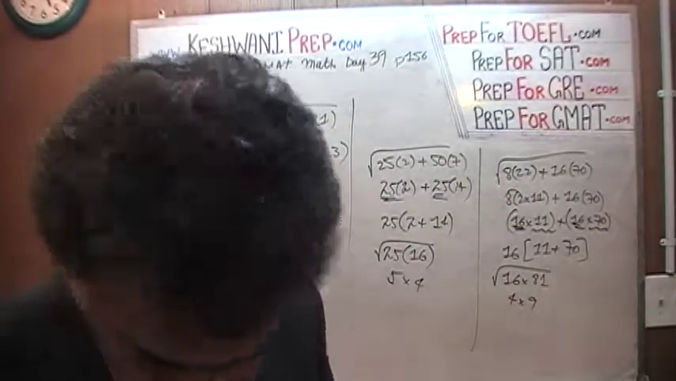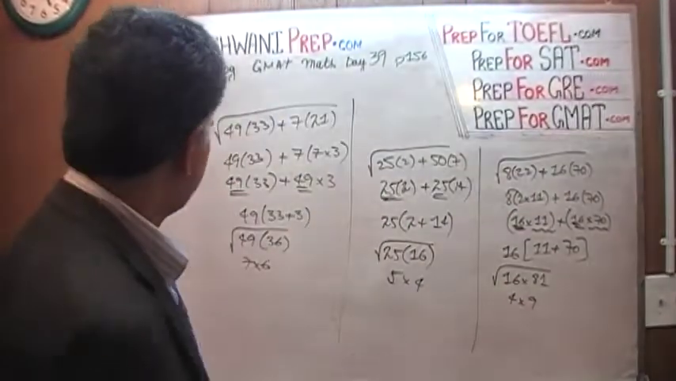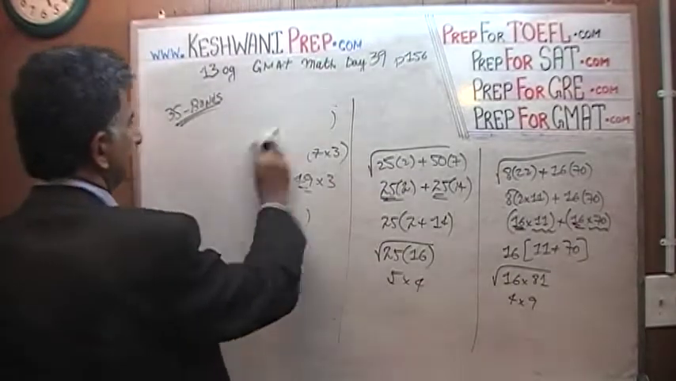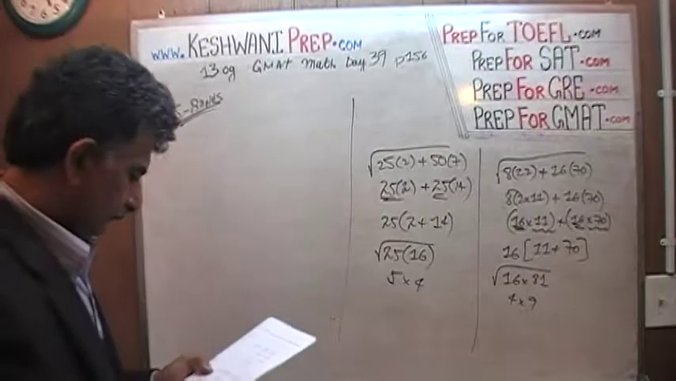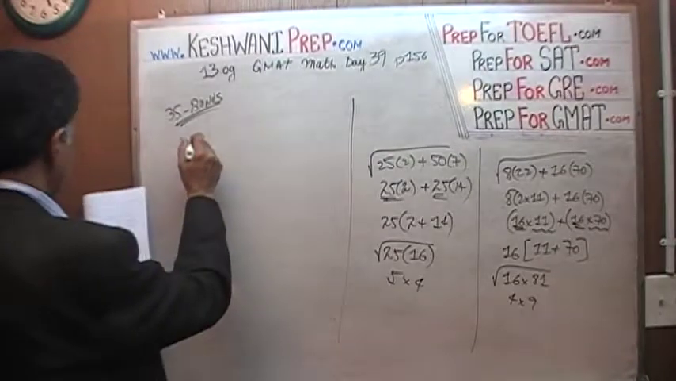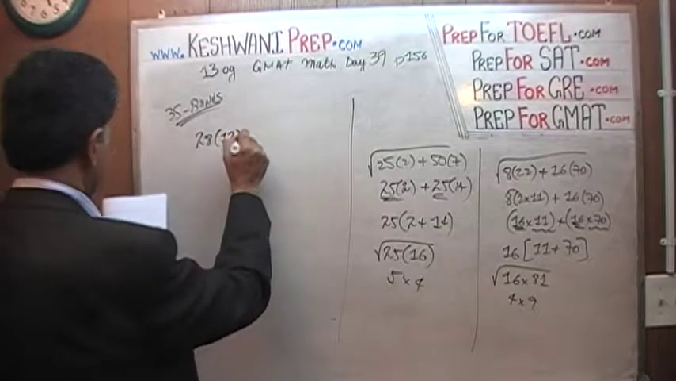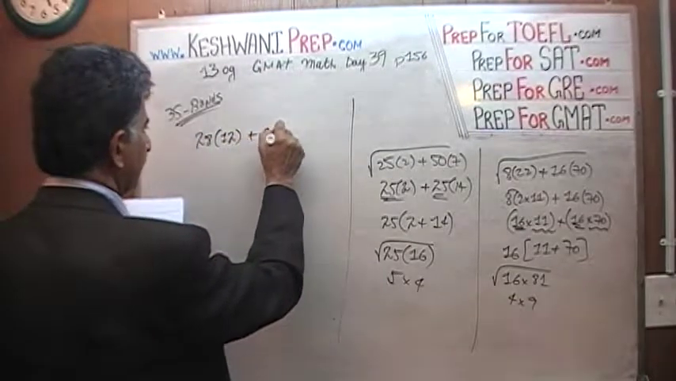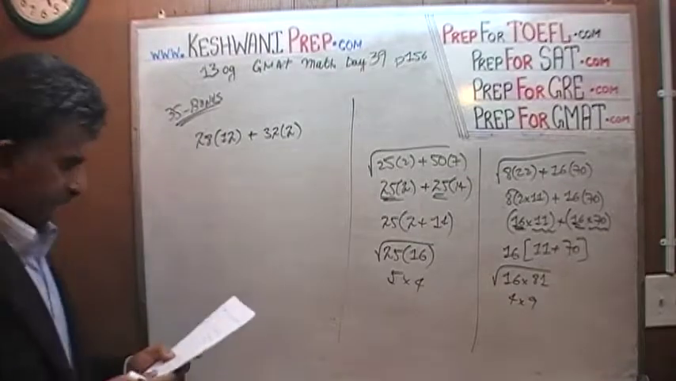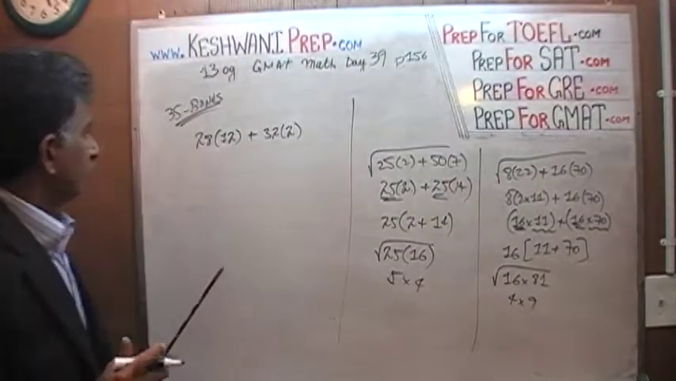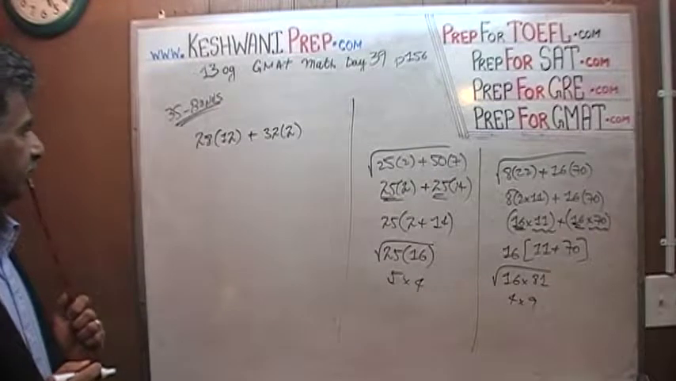Let's do the very last one. I gave you 4 of them yesterday. B, I need the root, so I need to erase the A. The very last one turns out to be something like this. 28 times 12 plus 32 times 2. Let's see what we can do here. This is a bit tricky one, isn't it? It requires some thinking.